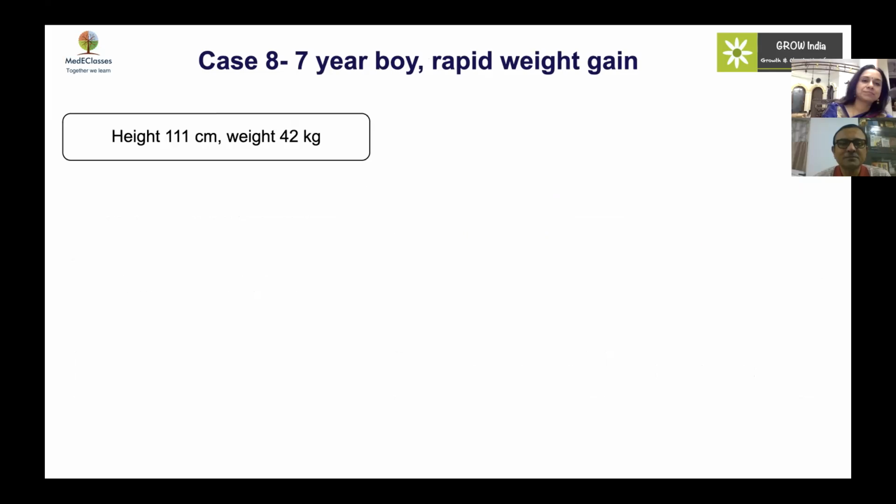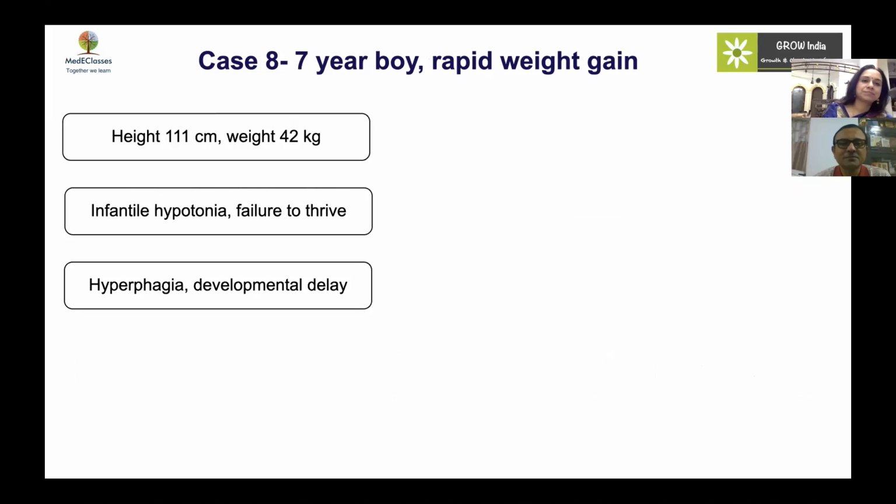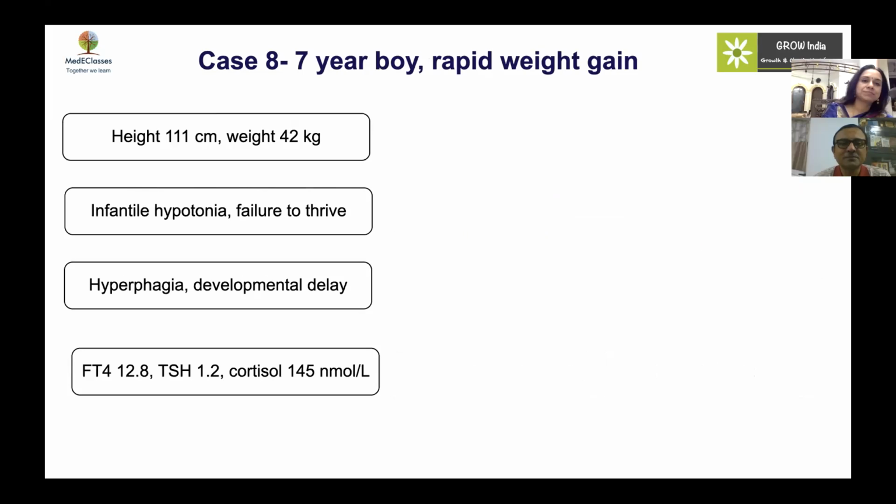A very interesting case which clubs both growth as well as development. A 7-year-old boy with rapid weight gain, the height is compromised. There was infantile hypotonia and failure to thrive. So there is a developmental issue also. Now, suddenly there is a hyperphagia, which is happening. So what are we dealing with? I think the diagnosis is pretty clear.